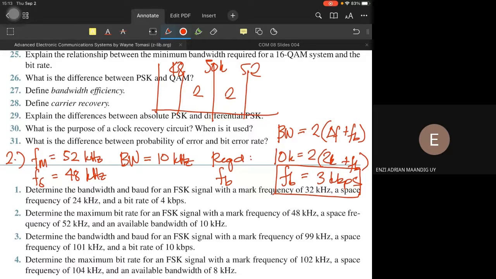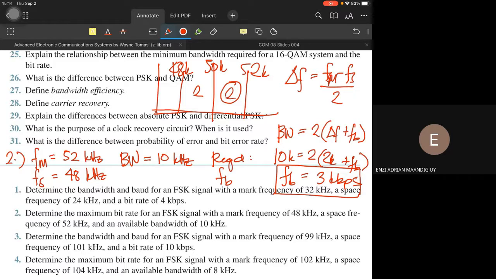Okay, got it? So you base on the carrier for delta F. The carrier is not 48 or 52. So delta F is the difference between FM minus the carrier. Or you can also use the other formula in the book, FS over 2, which this course uses. But it works the same way. Okay?